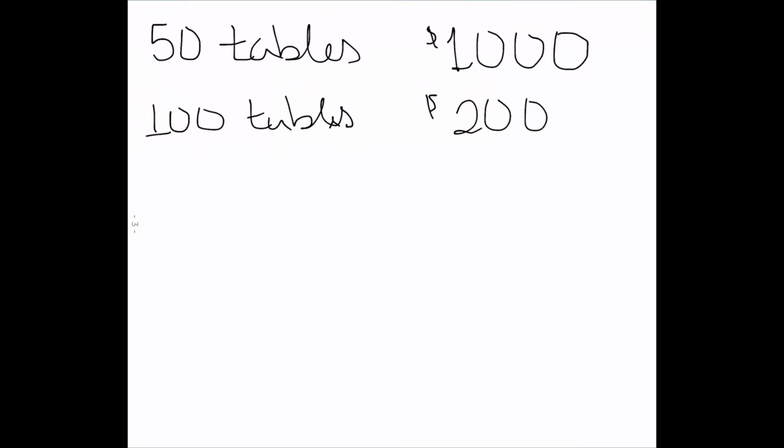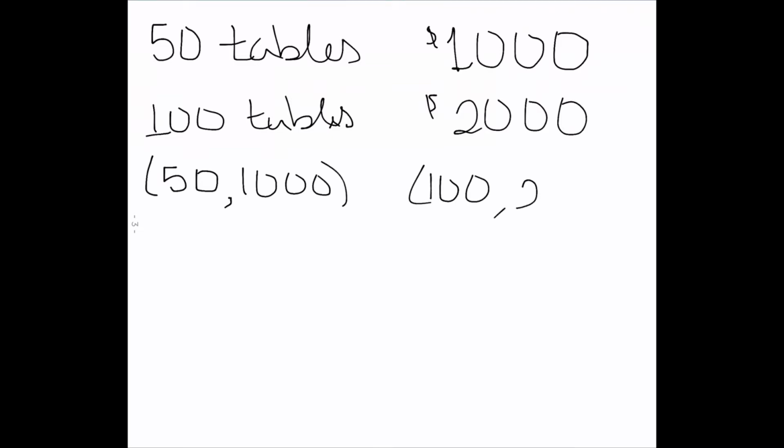So we want to find an equation to model things like the relationship between the cost of our tables and how many we produce. Well, I actually have 2 points here. I know 50 tables is $1,000. And I know 100 tables is $2,000. And for a line, that's all I need. So my first step is to find my slope.